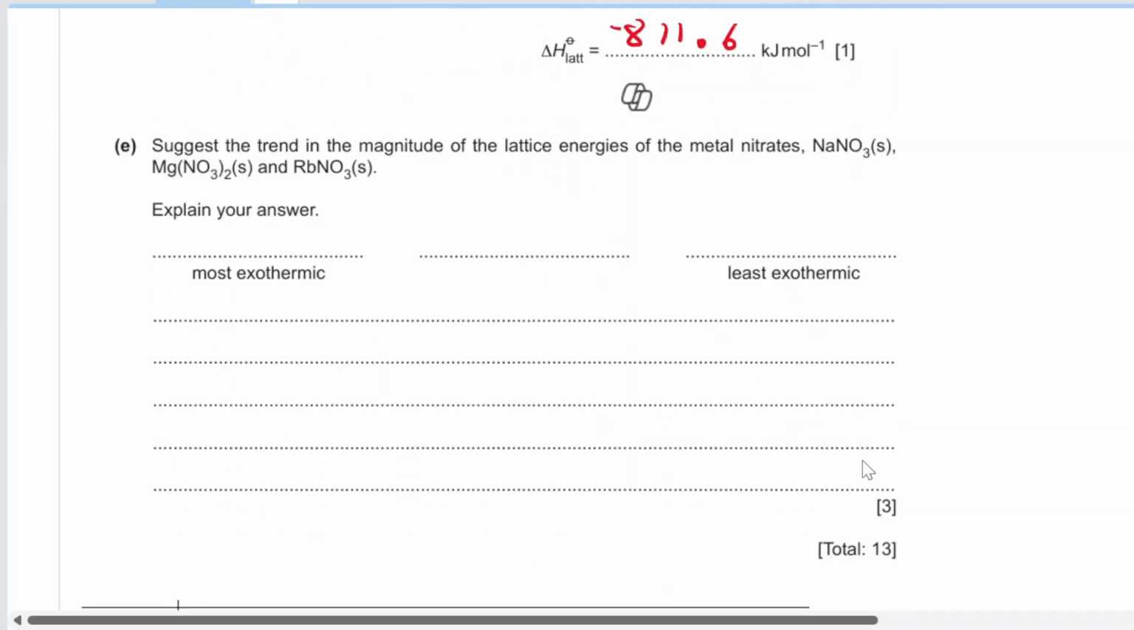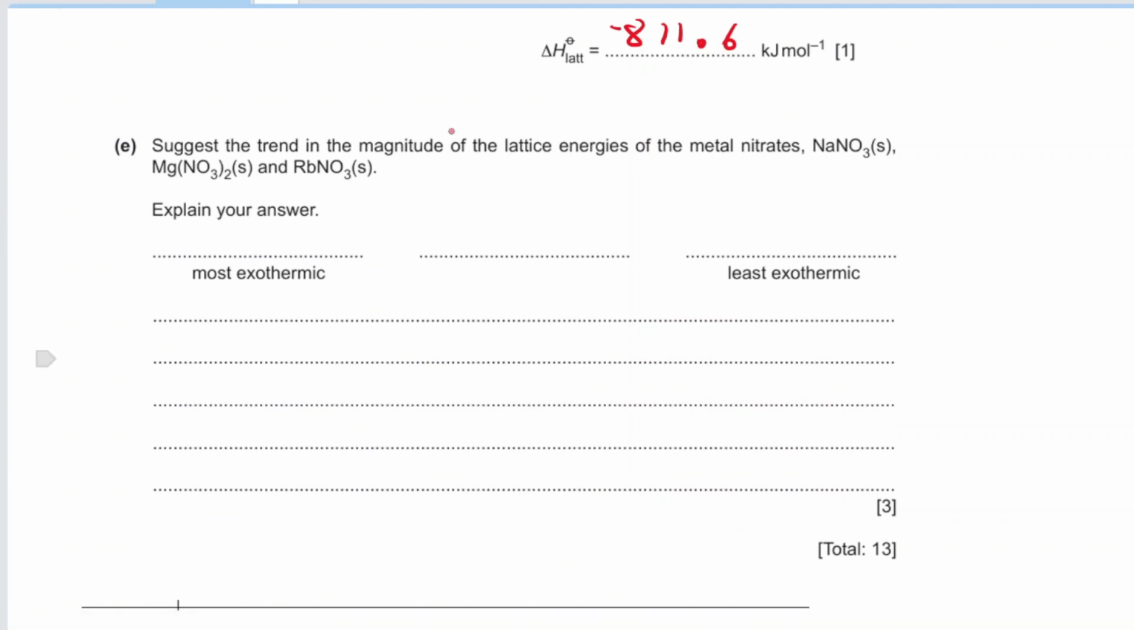So this is the trend in the magnitude of lattice energies of the metal nitrates NaNO3, Mg(NO3)2, and RbNO3. Right. So first, if you want to know the trend in the lattice energies, what are the things which affect lattice energy? If you recall from the lecture, lattice energy is affected by two things. The first one is the size or the radius. Another one is the charge.